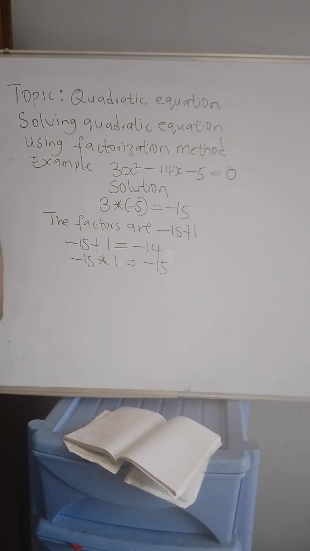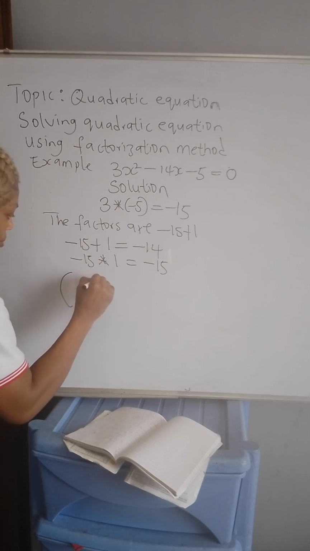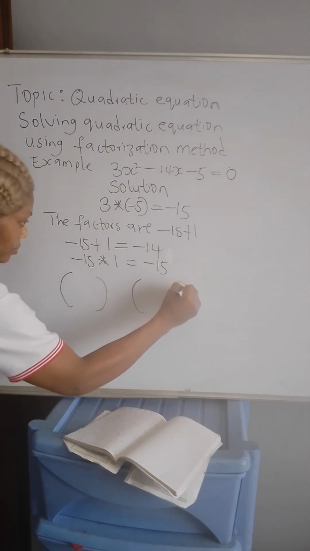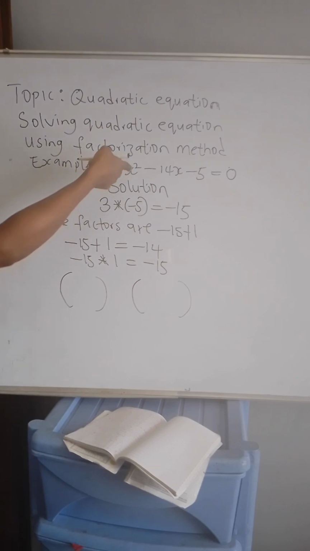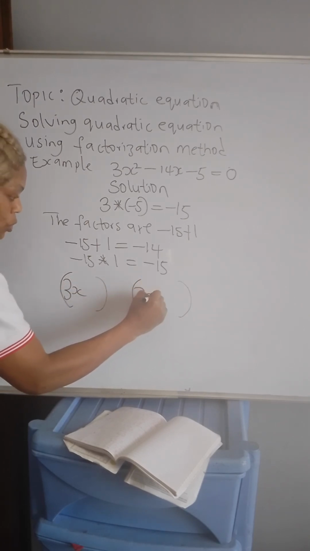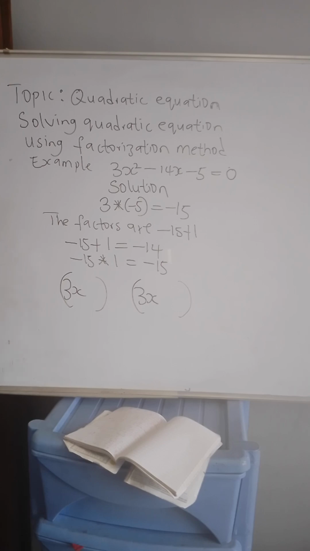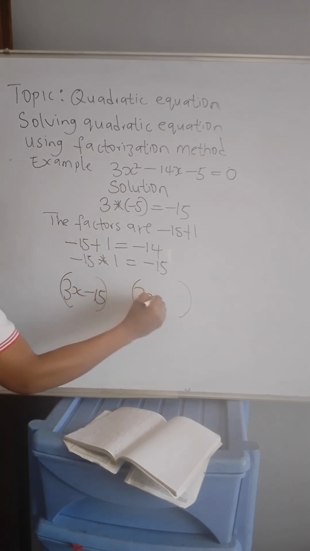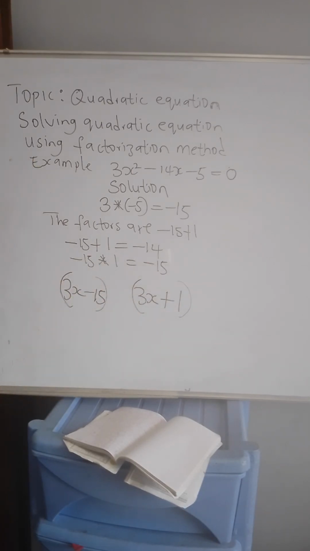Now open double brackets. This 3x raised to the power 2, you split it. To one bracket, put 3x, and to the other bracket, put 3x. So these factors that we have gotten, which is minus 15 and plus 1, share them between the two groups. I give this one minus 15 and this one plus 1.